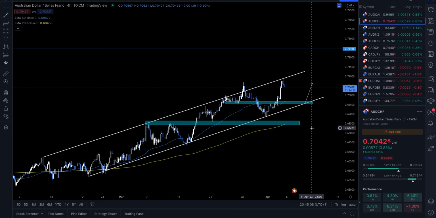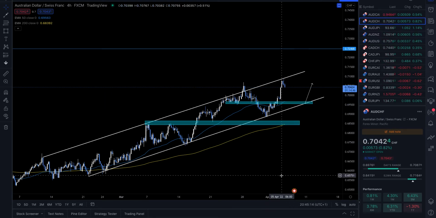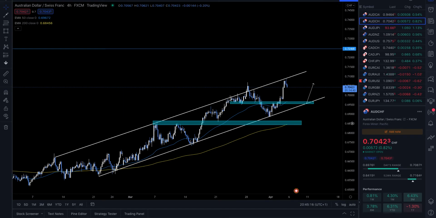So now what we're going to do is sit back, we're going to wait, we're going to see how price plays out, see if it does make it down this low, and if it does, then we've got a trading opportunity on our hands. So I hope this has made sense.